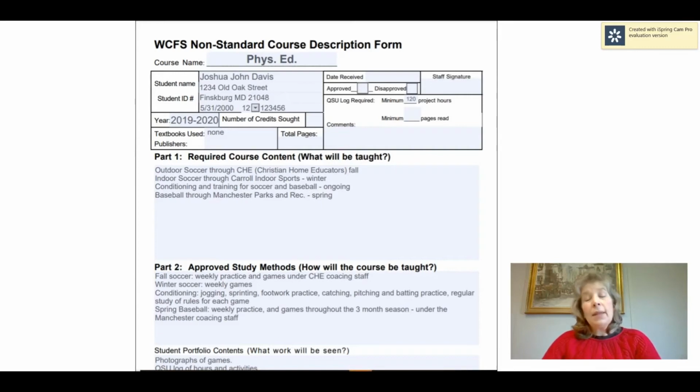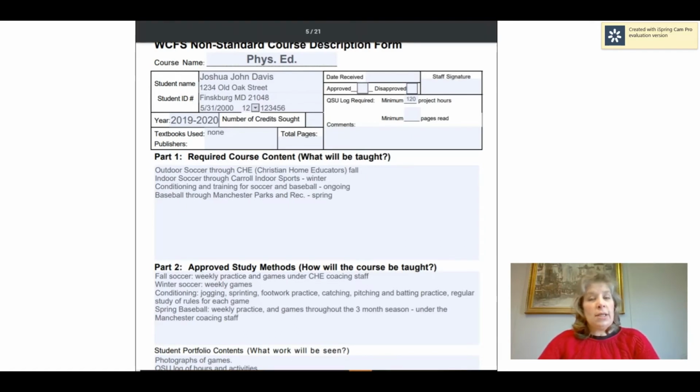Hello again, and we are back working our way through the high school reporting forms. The next thing that we need to discuss is how to fill out the non-standard course description form. Even though my student does not have any non-standard courses on his course registrations, I wanted to include these so that you could understand how to fill these out.